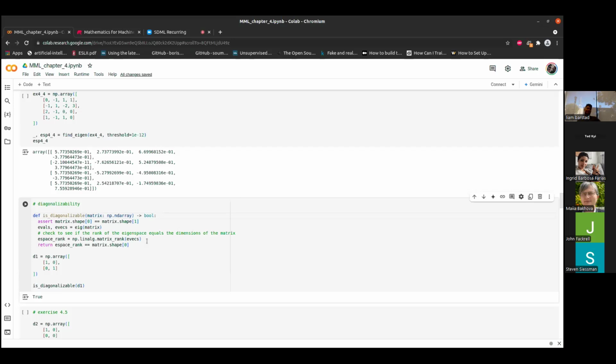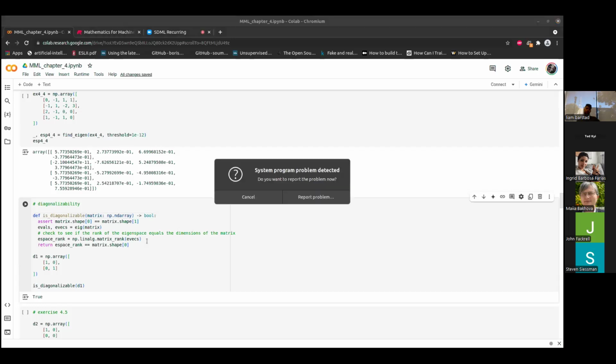I thought there was an example in the book where the eigenvalue was repeated 2 times, but there were not 2 independent eigenvectors. There was only one eigenvector.